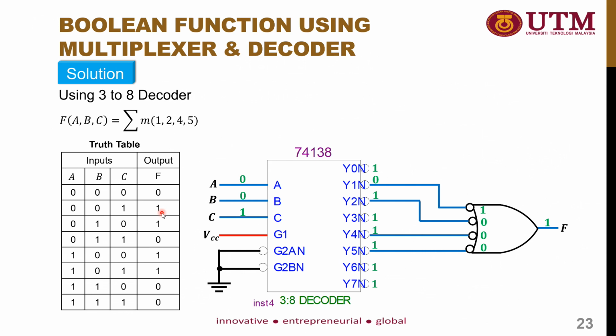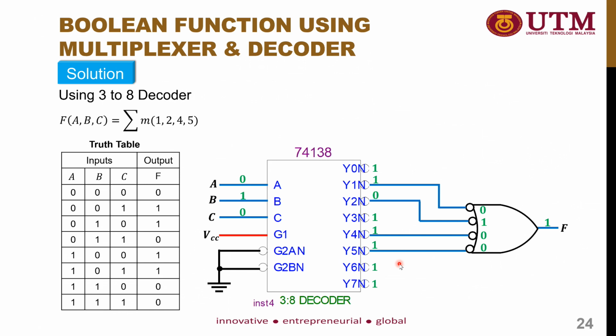And let's take a look at the final example. When A is equal to 0, B is equal to 1, C is equal to 0, y2n will be activated, and it will become 0. And the other pins will become 1. So, as usual, when it goes through the bubble, the outputs will complement each other, and it will become 0, 1, 0, 0. And after we execute the OR operation, the output will become 1. And it also fulfills the condition of 0, 1, 0.